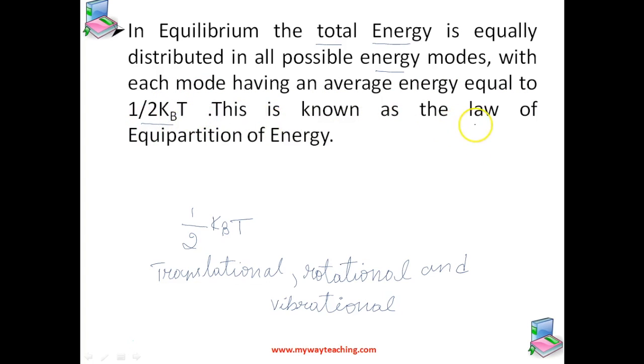This is known as the law of equipartition of energy. So, the total energy is equally distributed in all the possible energy modes. That's what we call the law of equipartition of energy. So each translational and rotational degree of freedom of a molecule contributes 1 by 2 kB into T to the energy, while each vibrational frequency contributes 2 into 1 by 2 kB into T, since a vibrational mode has both kinetic as well as potential energy modes.